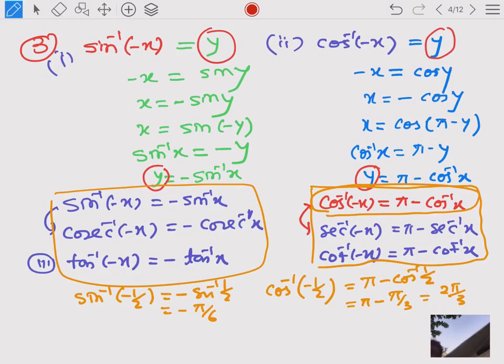I hope you all derive all these identities, and after that memorize them. So now for sine, cosec and tan inverse, the minus goes directly outside, and for cos, sec and cot, it will be pi minus. But tan inverse of minus x is not always minus tan inverse x; there are some exceptions, which I will discuss later. Please remember it.